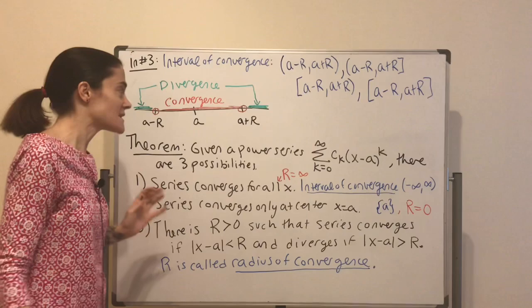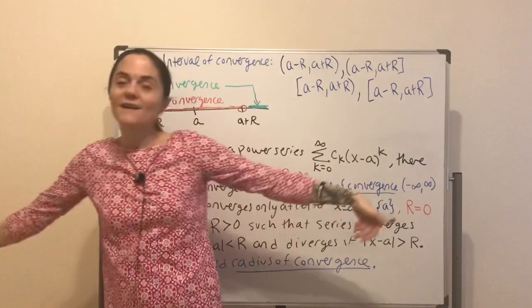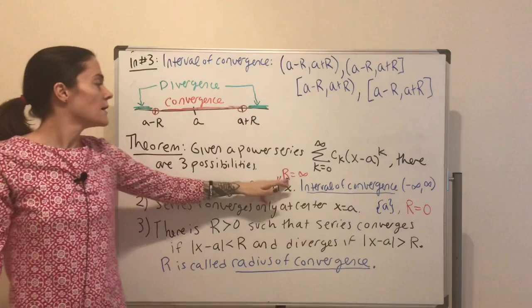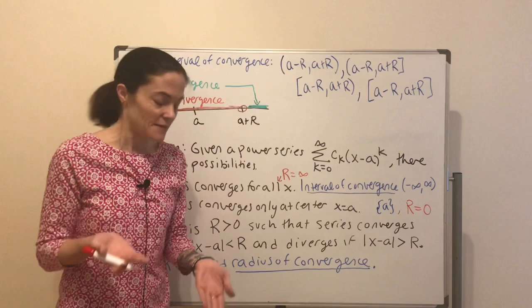If you start at the center, I am at a, and you move out by R in either direction, then that open interval is guaranteed to be in your interval of convergence. And here, if R is infinity, then you get the whole real line. If R is zero, then you only get the center.